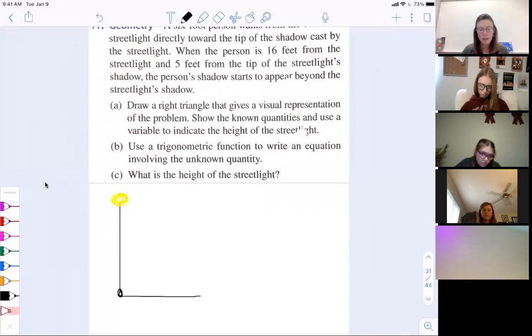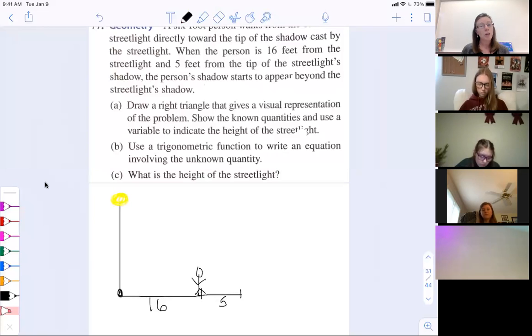It says when the person is 16 feet from the streetlight and 5 feet from the tip of the shadow, his shadow starts to appear. So right now, the person is standing 16 feet from the streetlight and 5 feet from the tip of the shadow. So I can also label that information. 16 feet from the base, 5 feet from the tip of the shadow. So he's kind of somewhere in between right now.